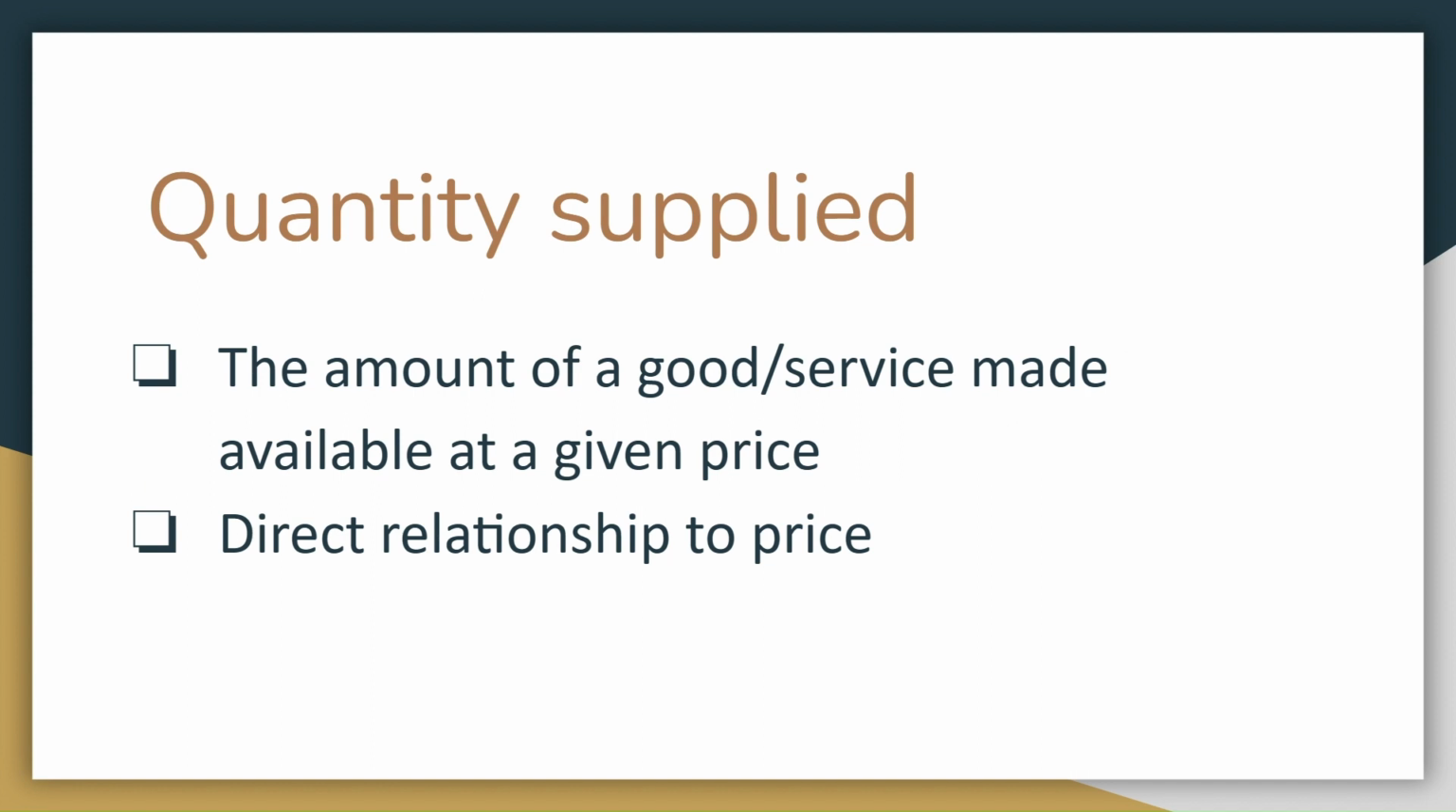Something about quantity supplied is it has a direct relationship to price, meaning that as price increases, quantity supplied will also increase. When price decreases, quantity supplied will decrease, which makes sense, because if you have a product that sells for more, you'll want to produce more of that, so you'll be able to continue to sell it in a larger quantity and make more profit off of that product.